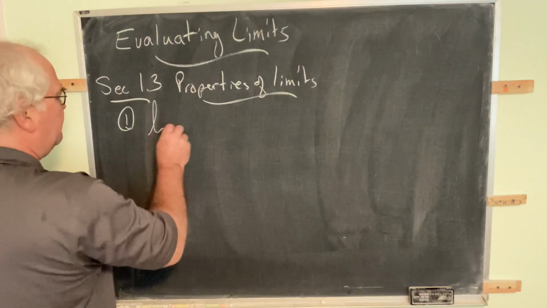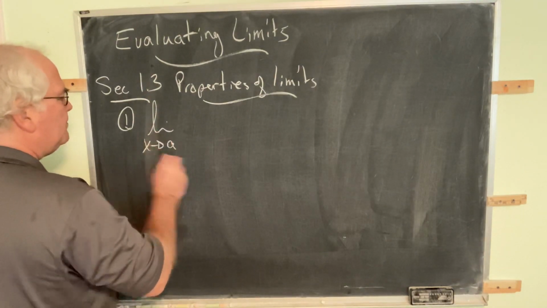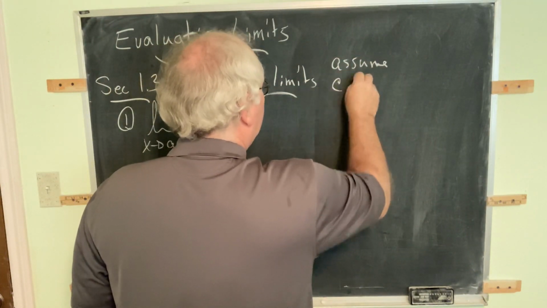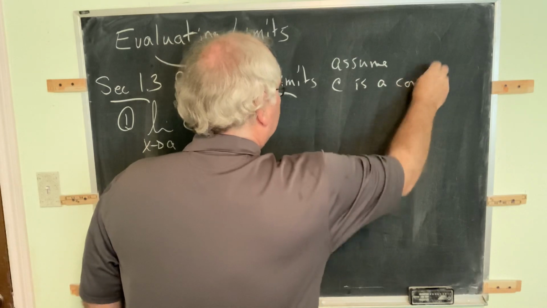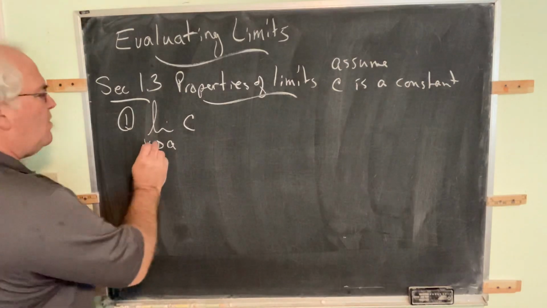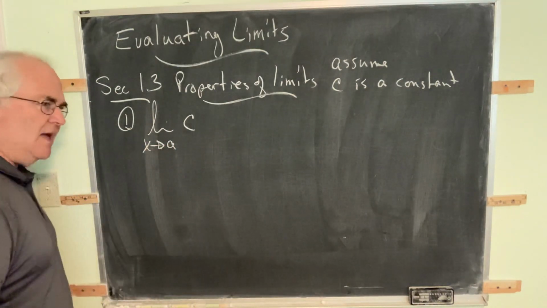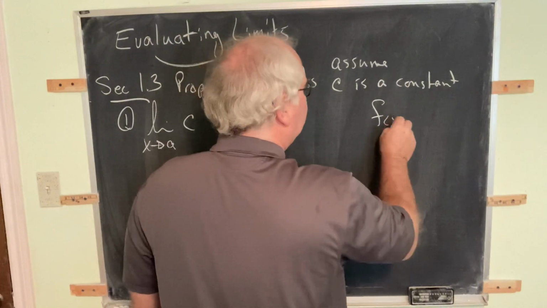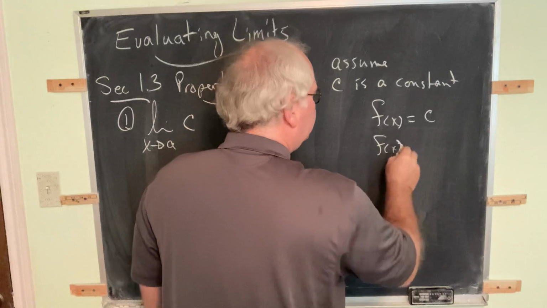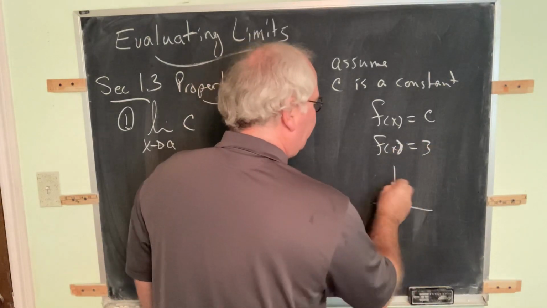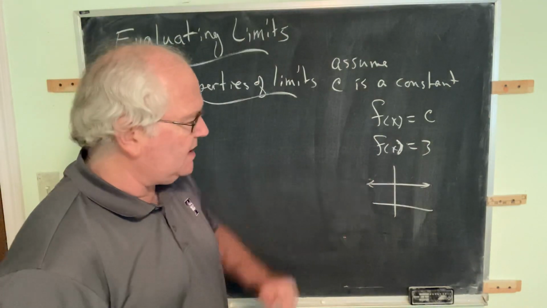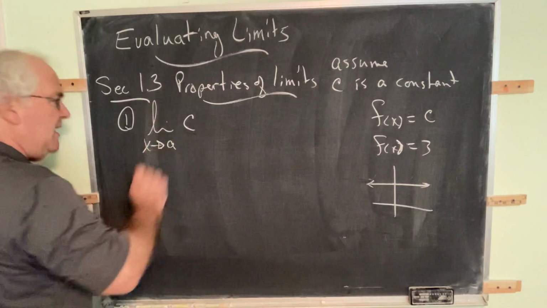The first is this: the limit as x goes to a of c. Let's assume c is a constant. So c is a real number, a constant value. The question is, what is the limit of a constant function? You have dealt with constant functions before, right? c might be 3, so you would have the constant function at 3. So we're talking about very simple, very basic kinds of functions. What if we have the limit of a constant?